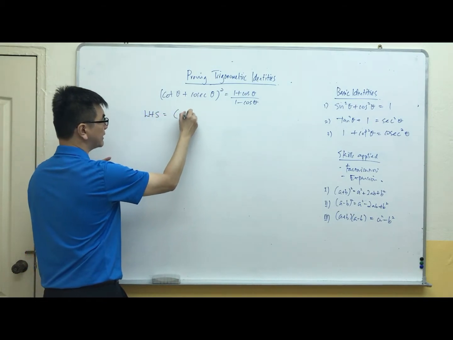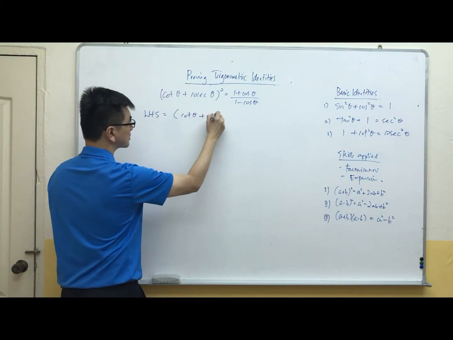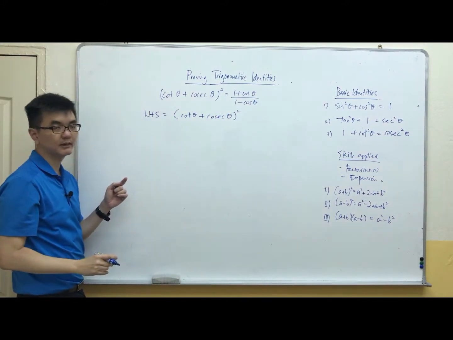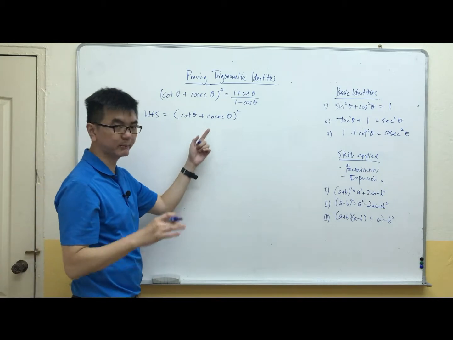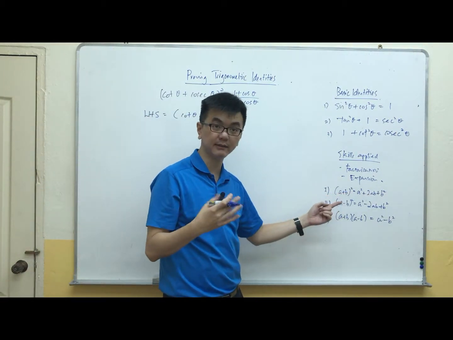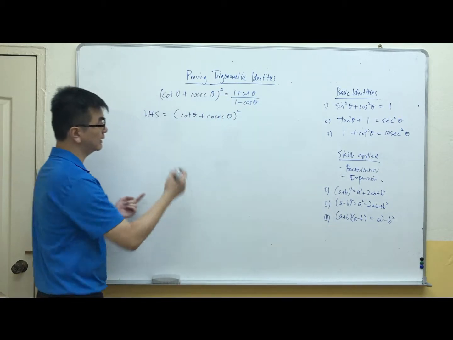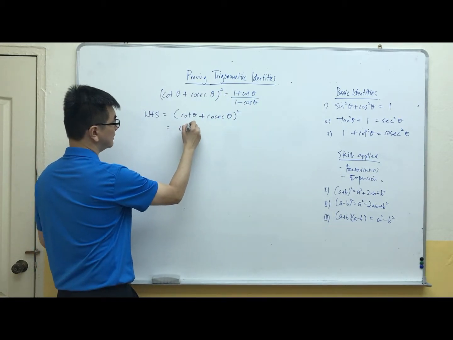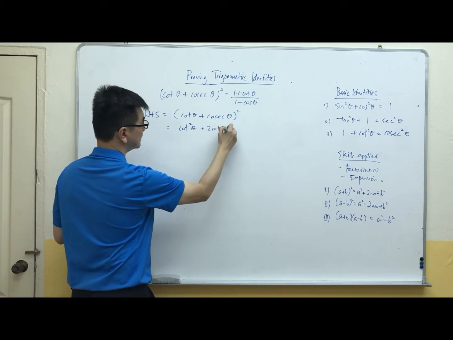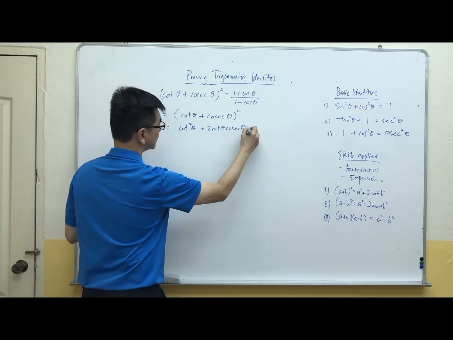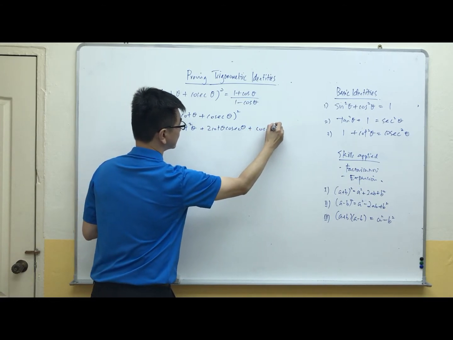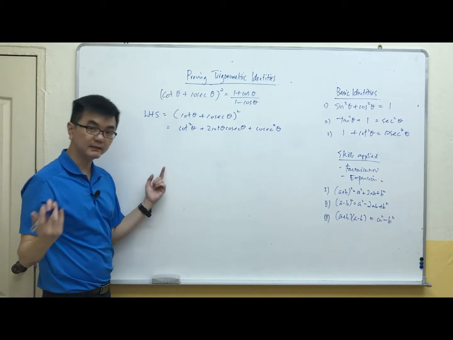I have cotangent theta plus cosecant theta, bracket square. In this case, this is a perfect square, so I'm going to use my expansion. My (a plus b) square is a square plus 2ab plus b square. So I have got cotangent square theta plus 2 cotangent theta cosecant theta plus cosecant square theta.